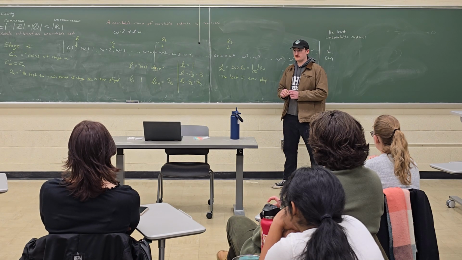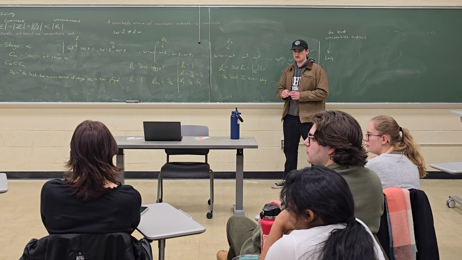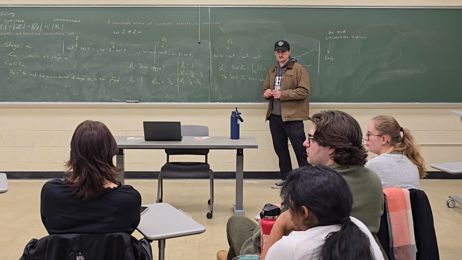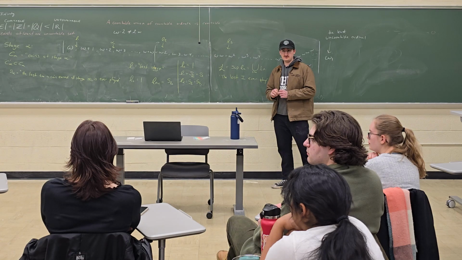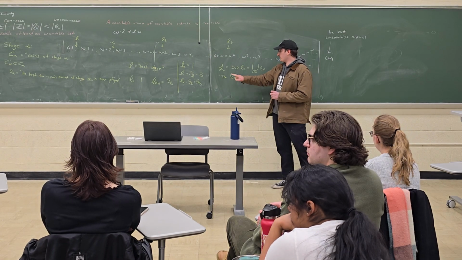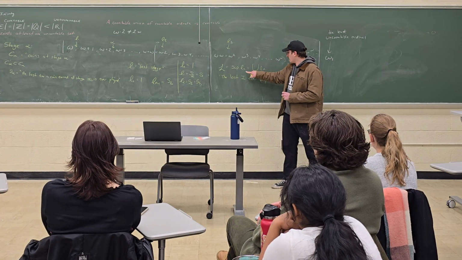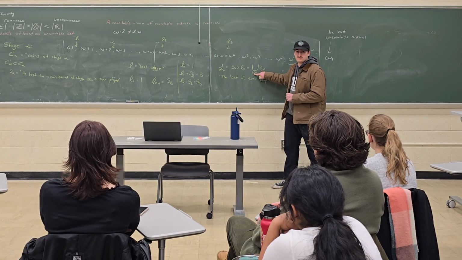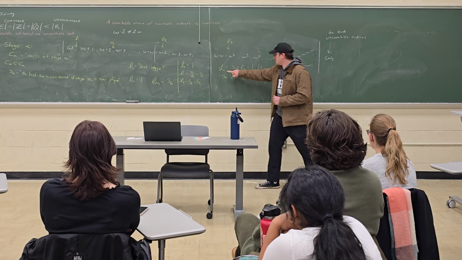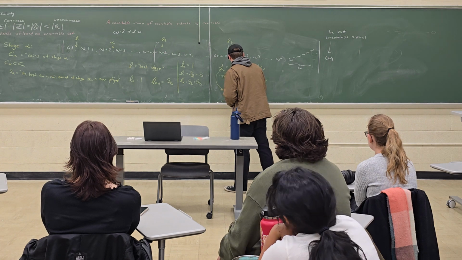There's something written on the board that should help you, Hazel. You have a countable union of countable ordinals. Is countable. So L is countable, right? Every single one of these is countable. I'm taking a countable union, all the natural numbers, and so this is countable.